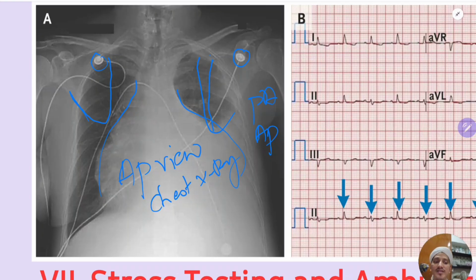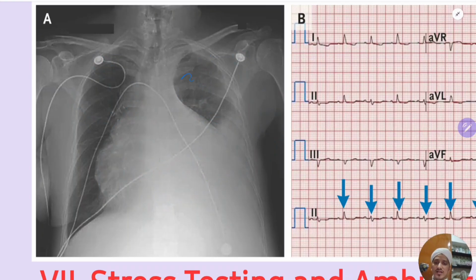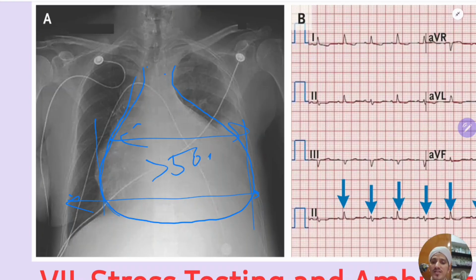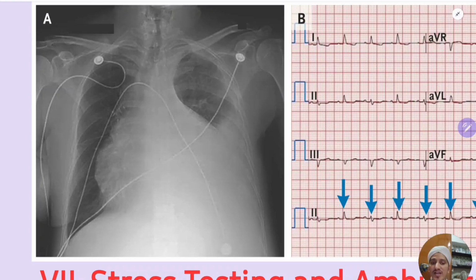Okay, these are the hints for the AP view. Of course, in the AP view the heart appears large, but if you see in this X-ray, it is very much globular in shape. Okay, cardiomegaly is obviously present in this X-ray. How do you say cardiomegaly? If you calculate this distance against the maximum chest distance, the ratio should be more than 50%. So obviously it is there. Okay, so there is obvious cardiomegaly.